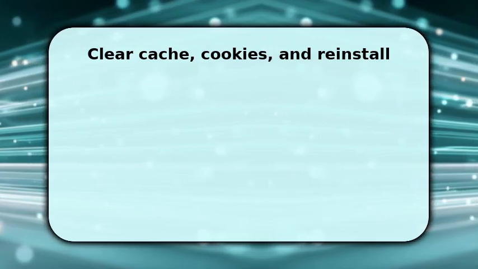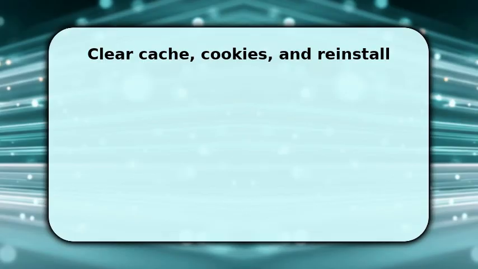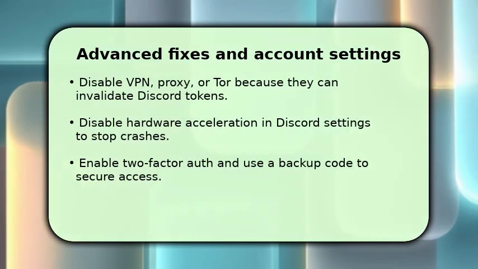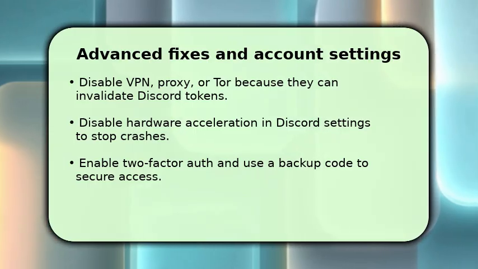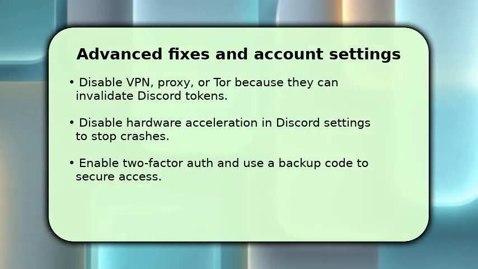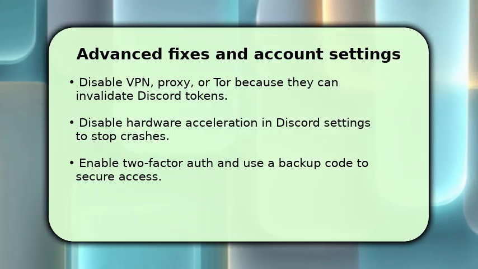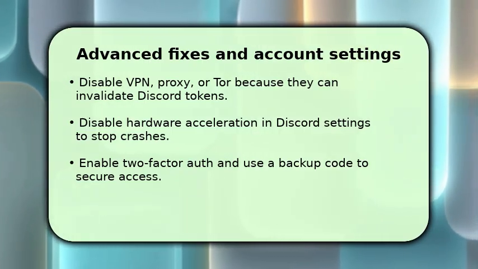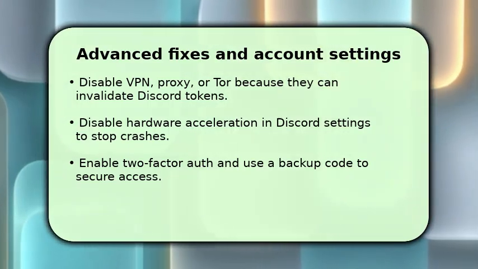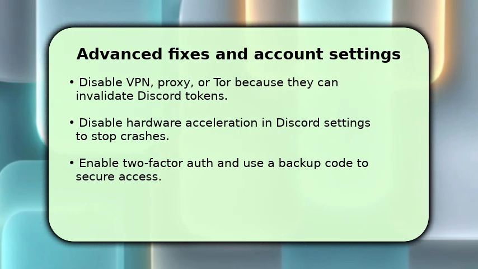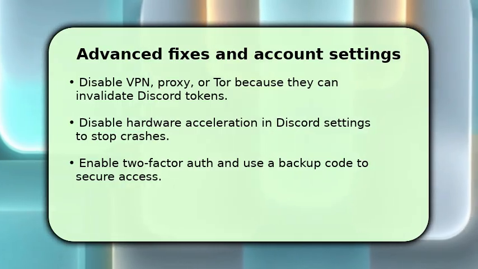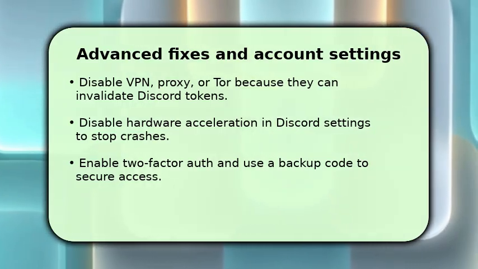Finally, apply advanced fixes and tighten account settings to prevent future logouts. Disable VPNs, proxies, or Tor because changing IPs can invalidate Discord tokens and force reauthentication. In the desktop app, turn off hardware acceleration and appearance to avoid crashes that cause logouts. Verify your email, enable two-factor authentication, and save backup codes to regain access if needed. If you still see forced logouts, contact Discord support and provide your operating system.